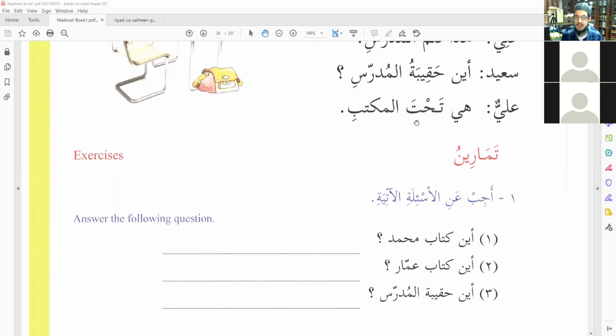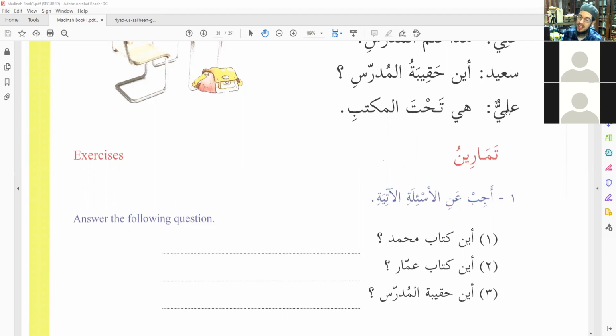هي تحت المكتب. Exactly. Do you know what that means? Oh, it's under the table. Yes. Excellent job. Well, the photo helped me. Yeah. Good job. So tahta, our preposition meaning under, right? That was a new vocab word for this time.